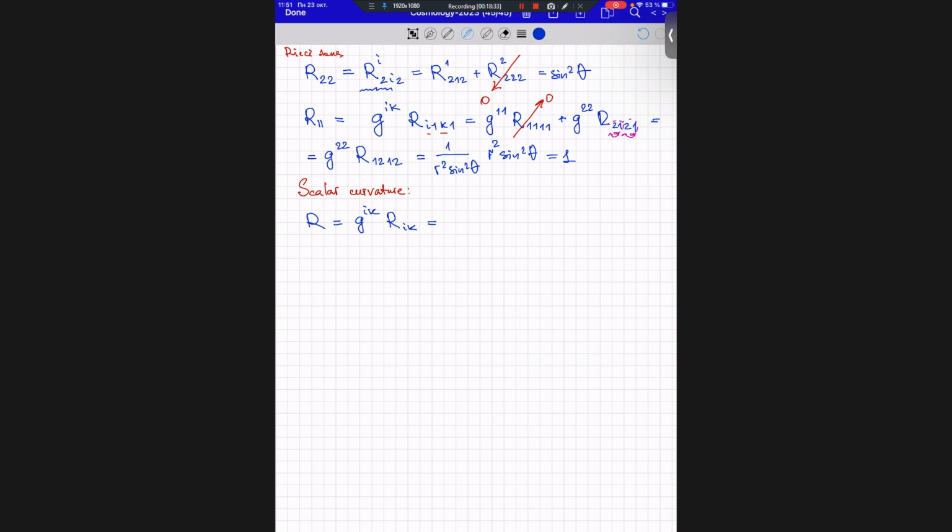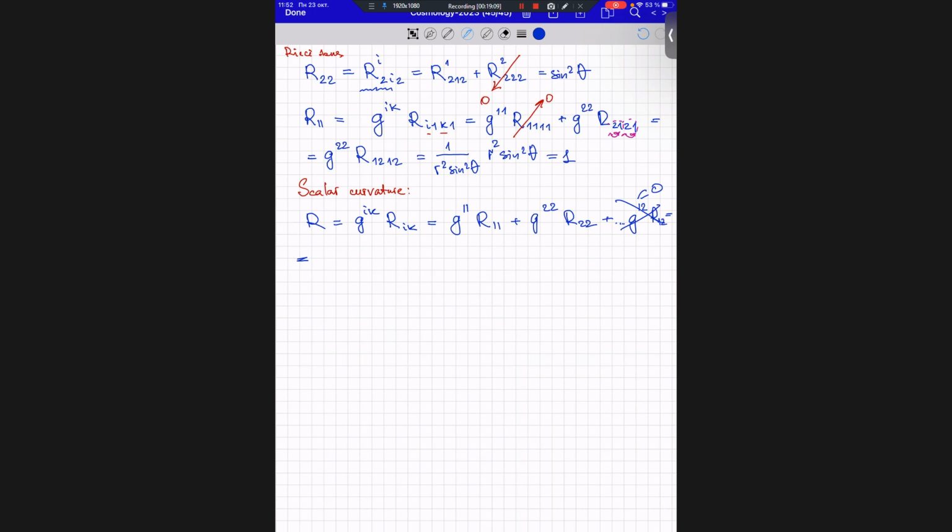But I know that the components of the metric tensor are not 0 only for diagonal elements. So only g11 with R11, plus g22 with R22 will survive. Even if I write g12 and find R12, by definition it will be 0, because we have a metric which has only non-zero diagonal elements.